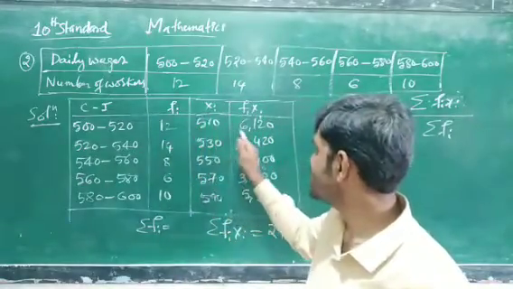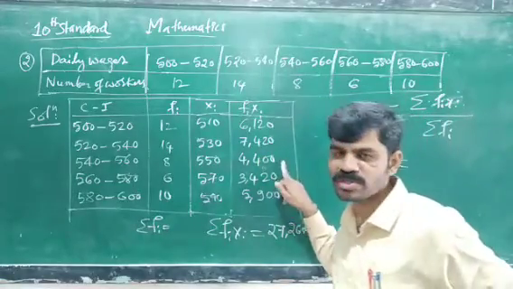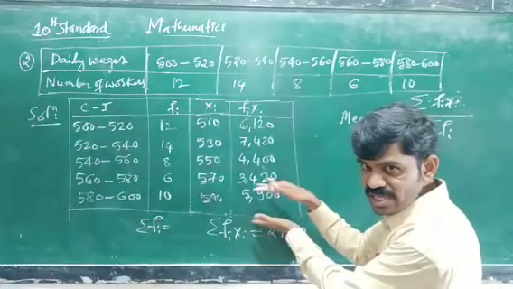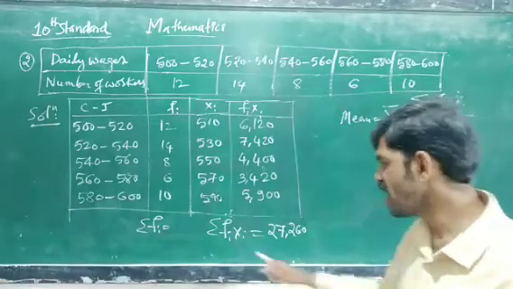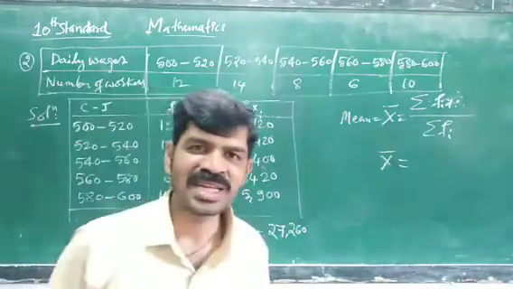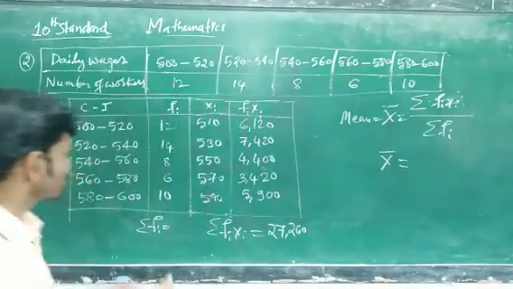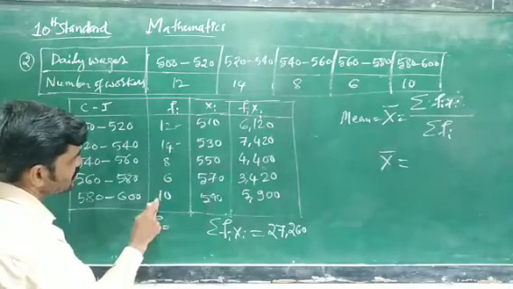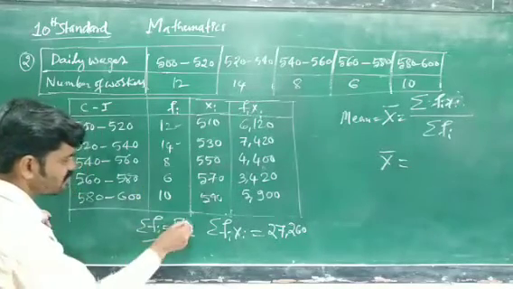Multiplication of fi and xi gives 6,120, 7,420, 4,400, 3,420 and 5,900. If we add all these, the sum is 27,260. So we have the value of summation fi xi. I hope the answer I have given is right. Now let us see the summation of fi: 12, 26, 34, 40, 50. So this is equal to 50.